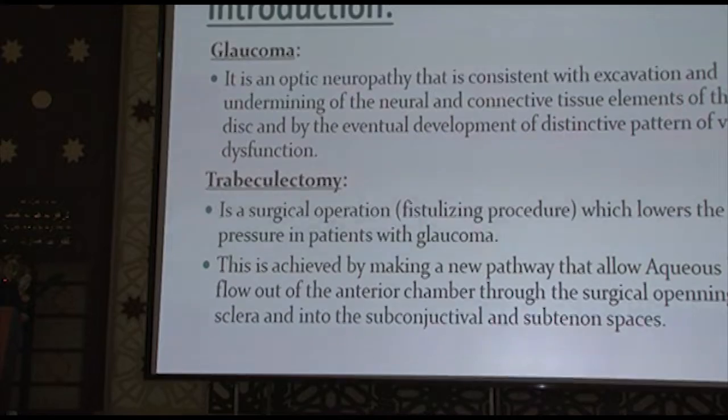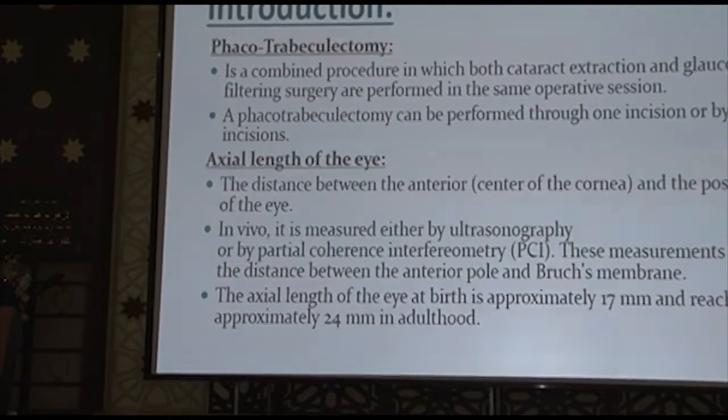Trabeculotomy, as we know, is a surgical fistulizing procedure which lowers the intraocular pressure in patients with glaucoma. This is achieved by making a new pathway that allows aqueous humor to flow out from the anterior chamber through the surgical opening in the sclera and into the subconjunctival and subtenon space.